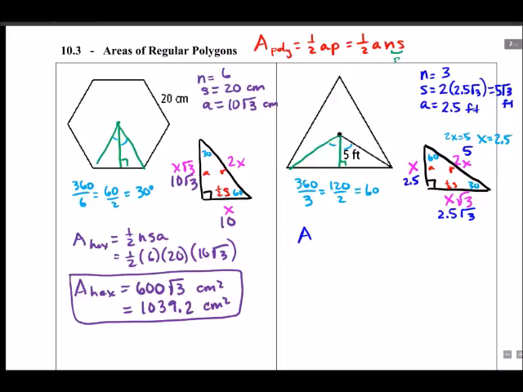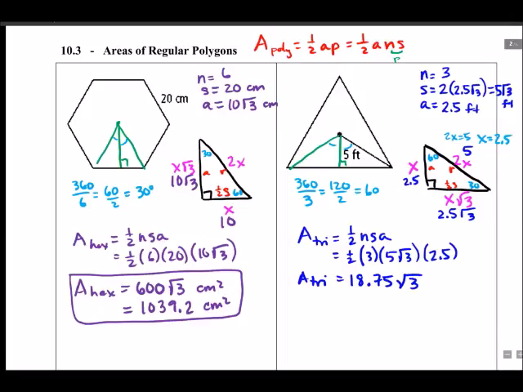Area of our triangle equals 1/2 NSA. 1/2, number of sides is 3, side length is 5 square root 3, and the apothem is 2.5. So we just multiply by all our regular numbers and we get the area of our triangle is 18.75 square root 3, and this is feet squared. Or we throw that into our calculator and get 32.5 feet squared rounded to the nearest tenth.